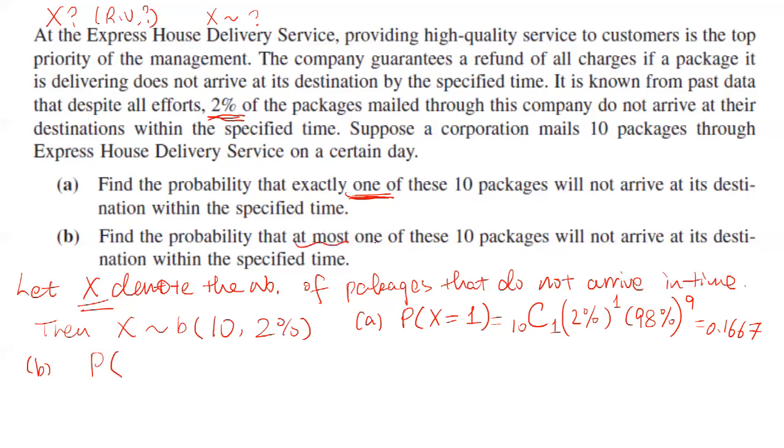Okay, as to question B, find the probability that at most one of these. At most one means X could be 1 or less than 1, right? That means X is 1 or less than 1.